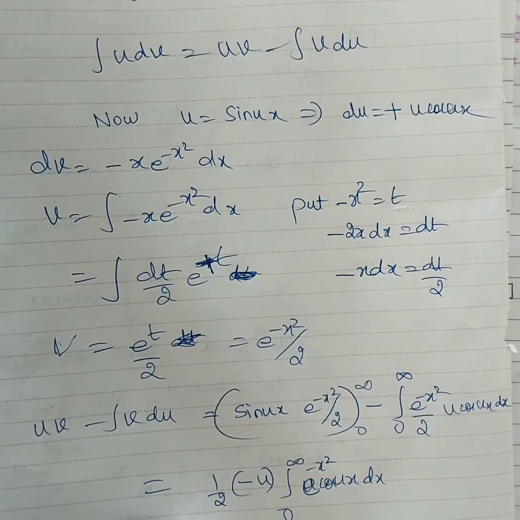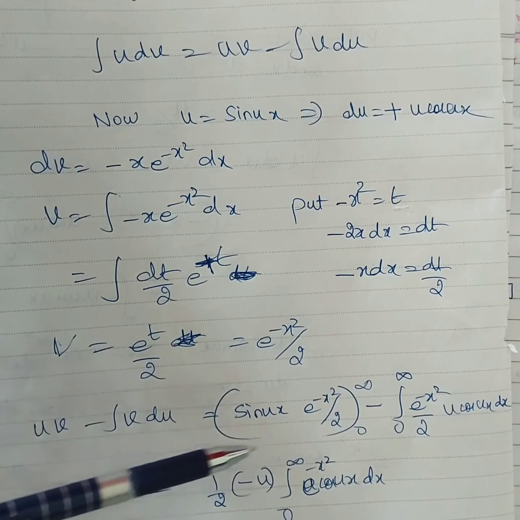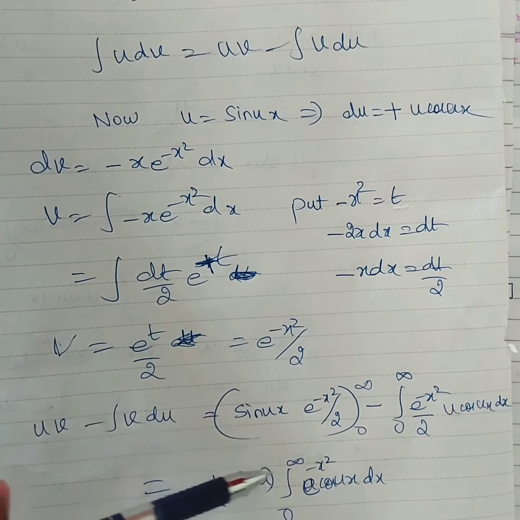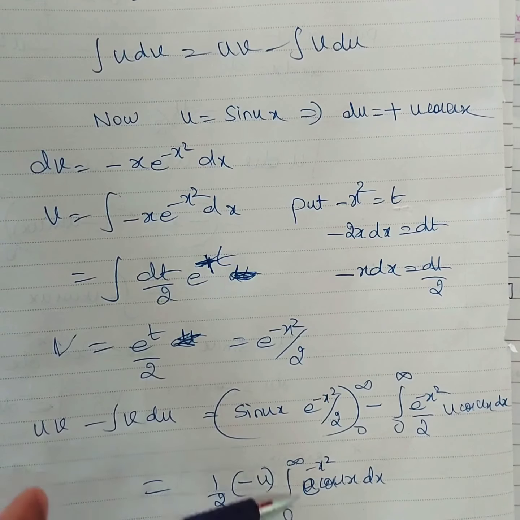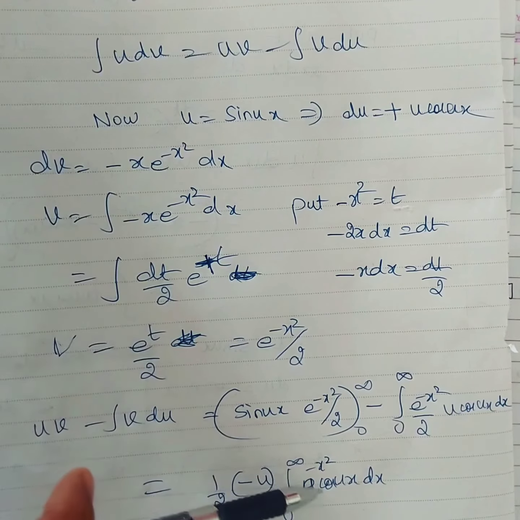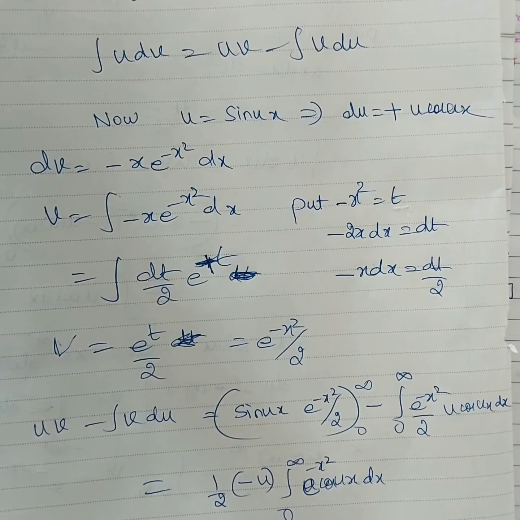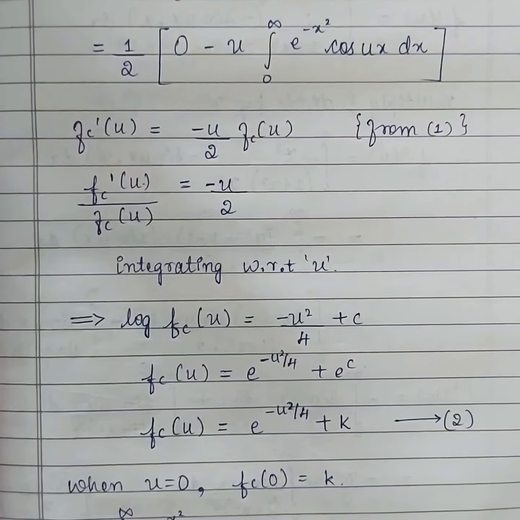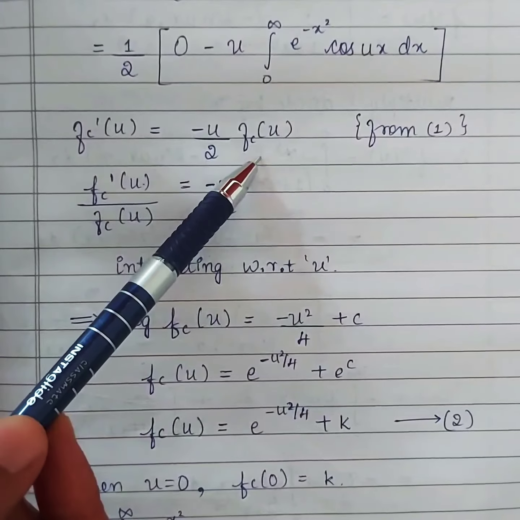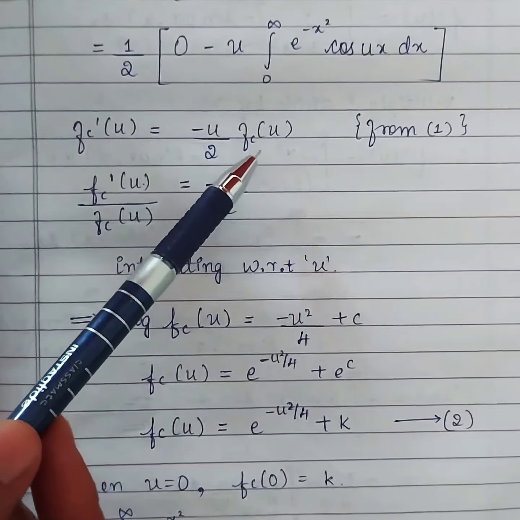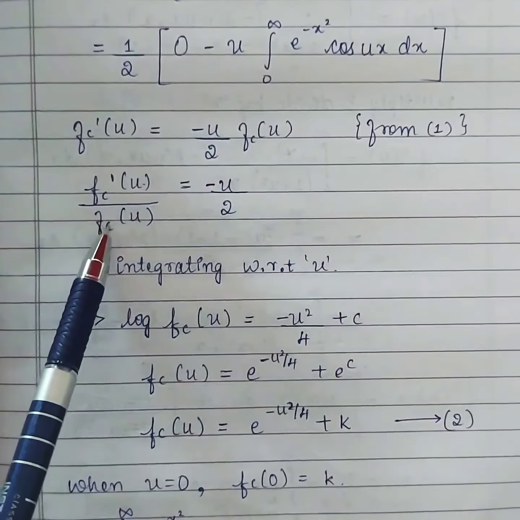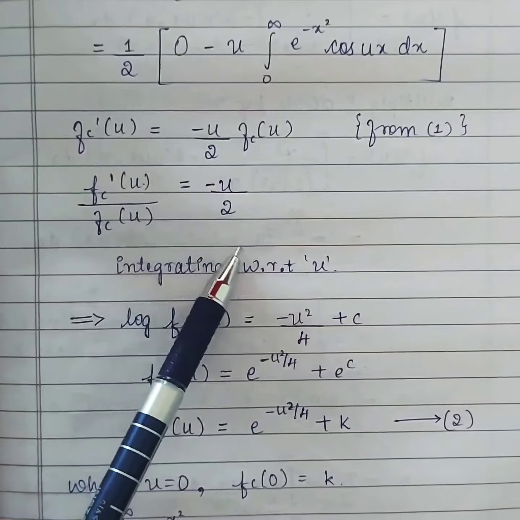So 1 by 2 we have written as it is. Okay, so we have taken u outside, so minus u is there. And what is there inside this? Integral 0 to infinity e power minus x square cos ux dx. This is nothing but your question. So your right hand side becomes minus u by 2 fc of u. So fc dash of u is there on the left hand side. Bring this fc of u down, that's equal to minus u by 2.